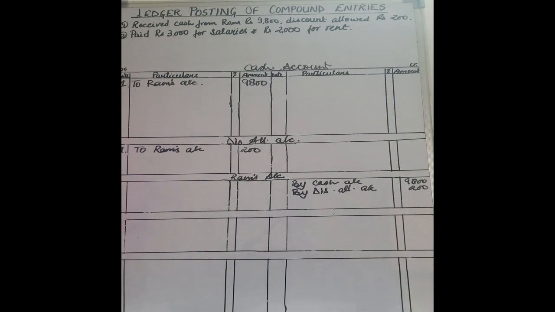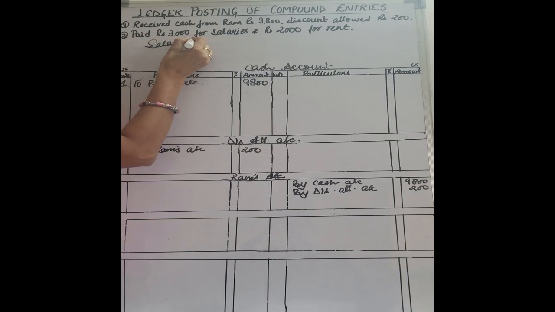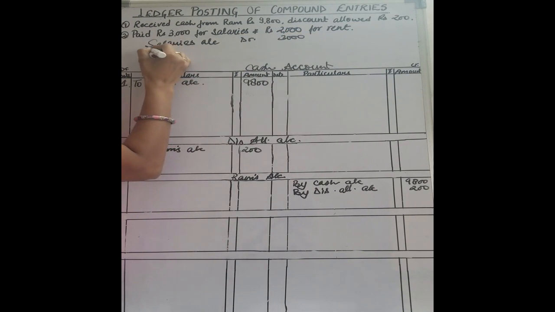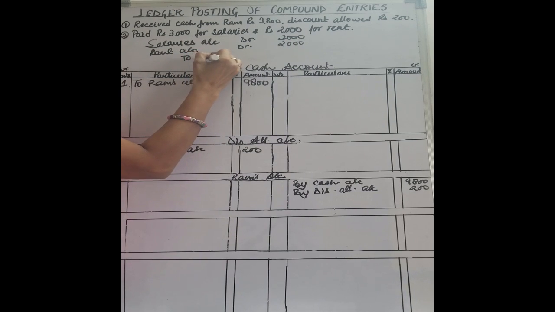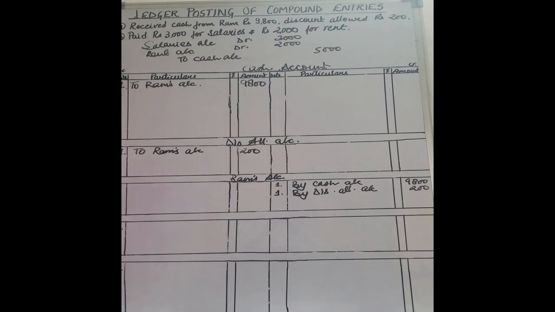Now let's take another example of compound entries. Here the transaction is: paid rupees 3,000 for salaries and rupees 2,000 for rent. Now the journal entry of this transaction will be: salaries account debit with rupees 3,000, rent account debit with rupees 2,000, to cash account with rupees 5,000. Now again the ledger posting of this transaction will go to all the three accounts that are mentioned here.